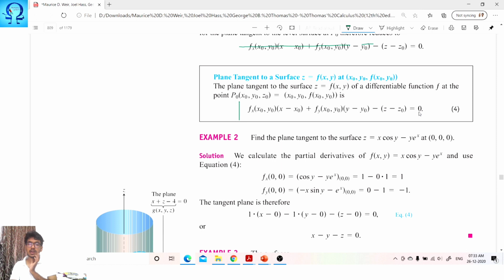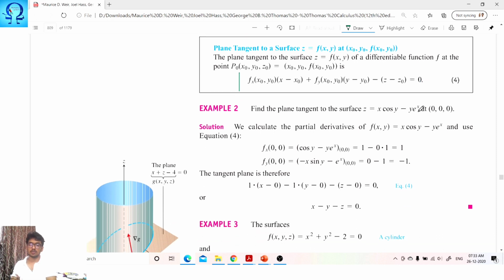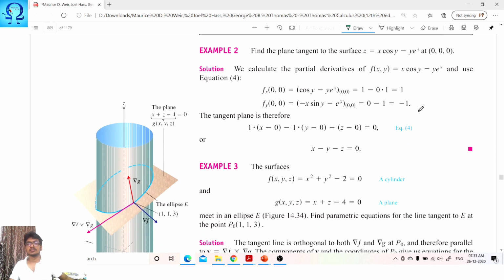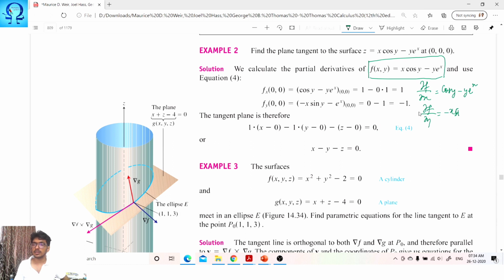Here we are asked to find out the plane tangent to the surface z is equal to x cos y minus y e power x at the point (0, 0, 0). So we have this to be our function. So here let us calculate del f upon del x. That happens to be cos y minus y e power x, and del f upon del y is minus x sin y minus e power x.